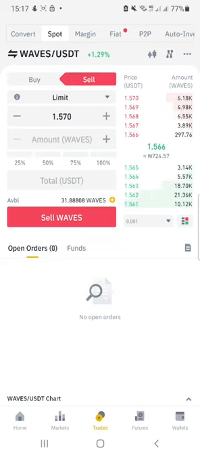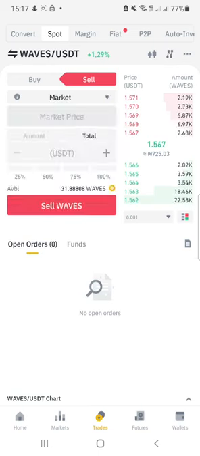Like I said before, when selling with market order, we are selling at the current market price. So let's sell at this current market price. Remember, we bought at 1.566. Now the price is at 1.567. Okay, we are going to make a little gain. So market, then click on 100%.